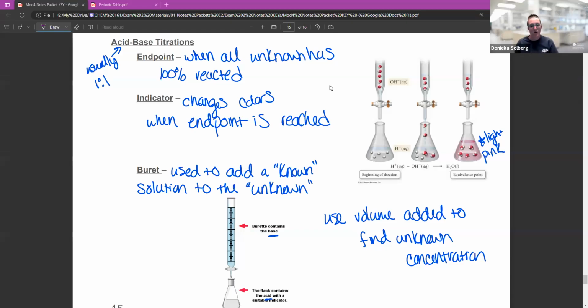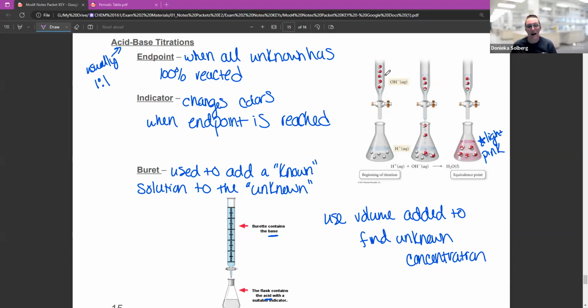Now, this is a little bit more application of that solution stoichiometry that we just did. This is something we do a lot in the lab, especially if you take Chem 162. We do what are called titrations. This is why we talked about acids and bases a little bit earlier. Usually acid-base titrations are a 1-to-1 ratio, which makes our calculations easy because the mole ratio is going to be 1-to-1.